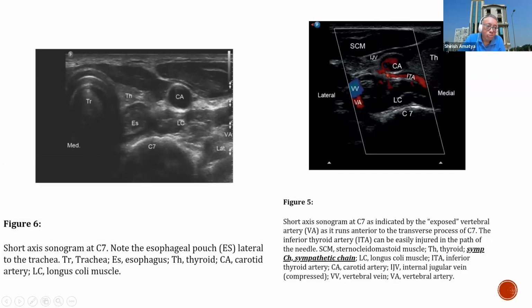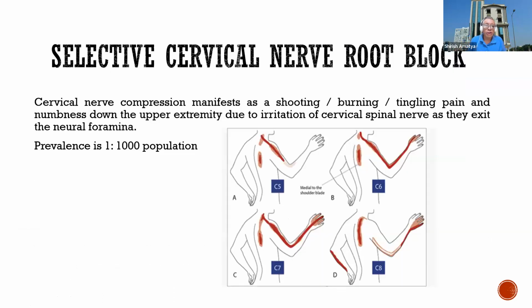Okay, so this is another picture using color Doppler. Here you can easily see the color Doppler showing the carotid artery and the inferior thyroid artery. We can also appreciate the vertebral artery and vertebral vein, and this is the longus colli muscle. So if you want to inject at this C7 level, be aware of all these vessels. Color Doppler should always be used for injecting anything at the C7 or C6 level, just to avoid injection into these vessels. Okay. So coming to the selective cervical nerve root block.